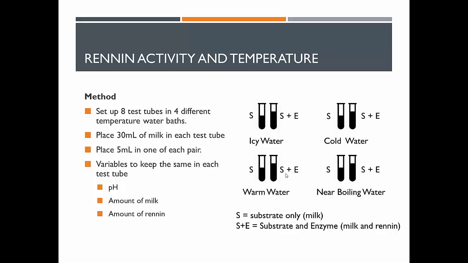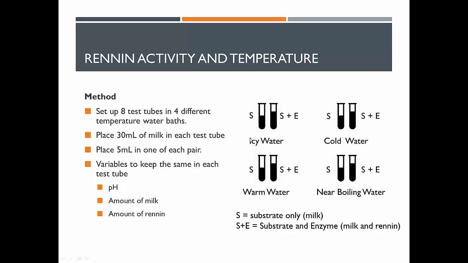Alright, so the first one is we're looking at enzyme activity and temperature. So what we're going to have is 8 test tubes set up in 4 different temperature water baths. Now a water bath could just be a beaker, one with icy water, one with cold water, one with warm water, and one with near boiling water. Now ideally you'd know the temperature of these things, but on the day we won't know that until we actually get the water there. So we're just going to give them these ballpark figures.